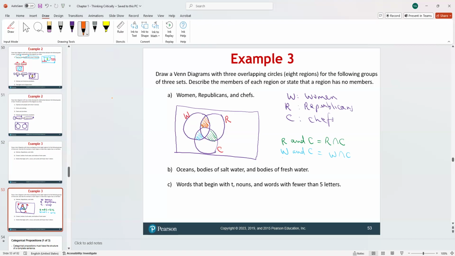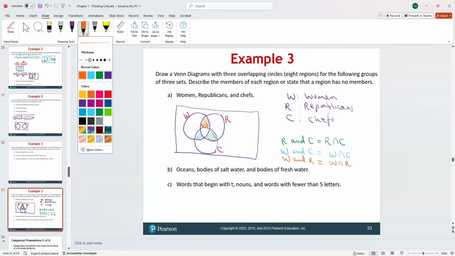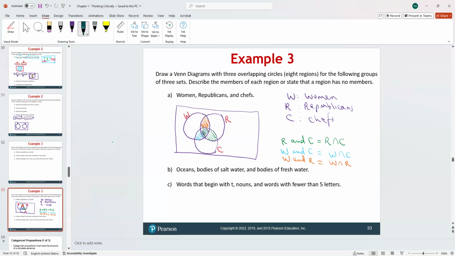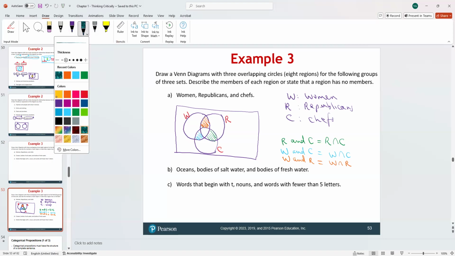So this one is W intersect R, or R intersect C. W intersect R. But the most important part, if you see it here, is this one. No, I'm not going to use this one because I want to make sure I pick one that you can see. Or maybe I need to take yellow.